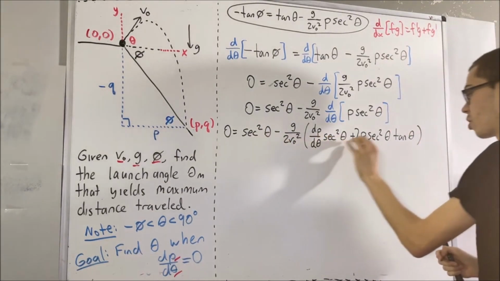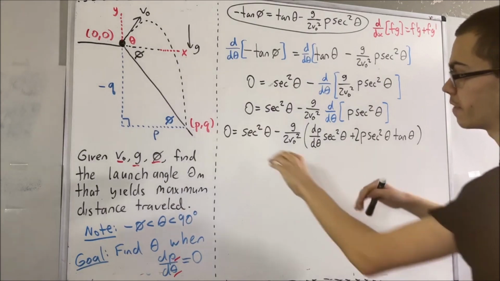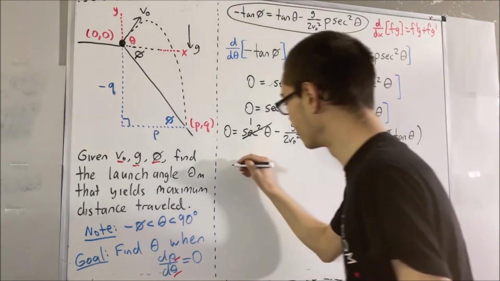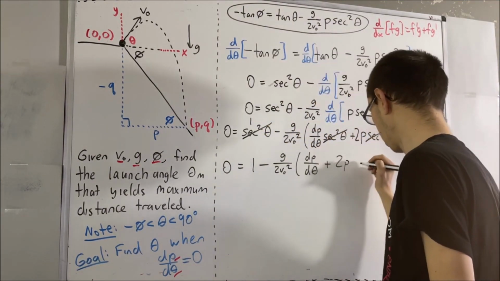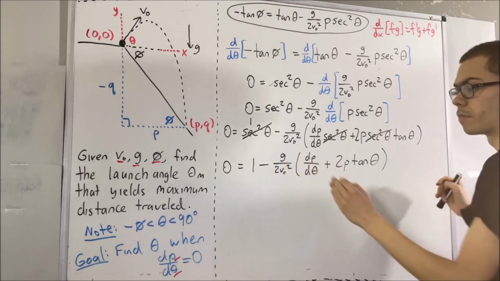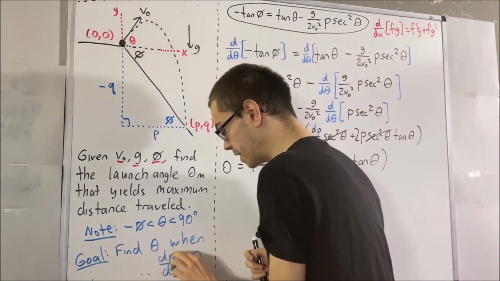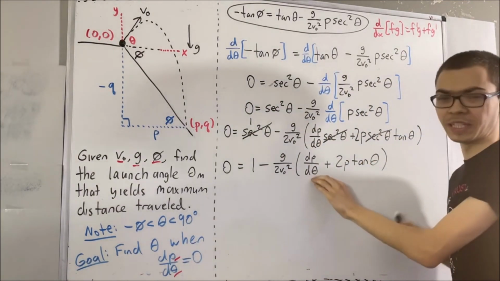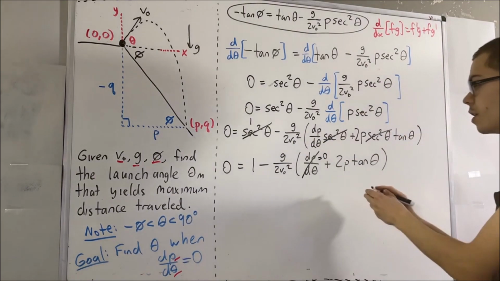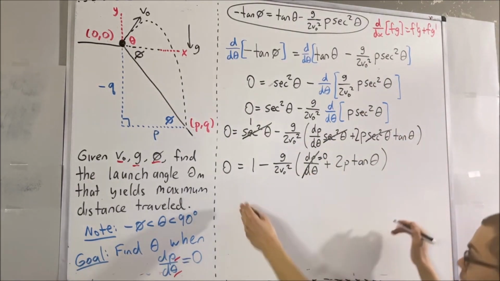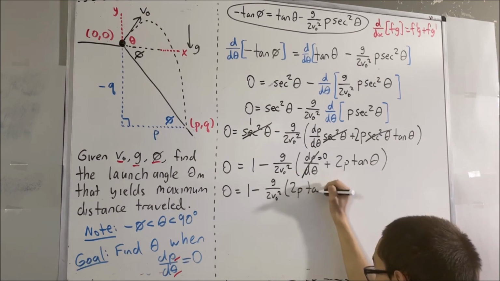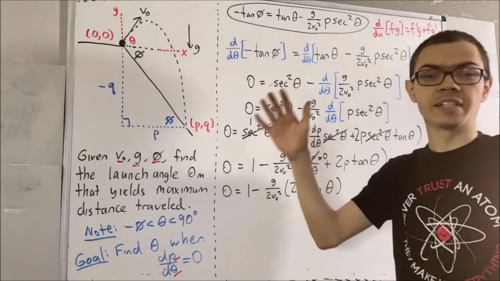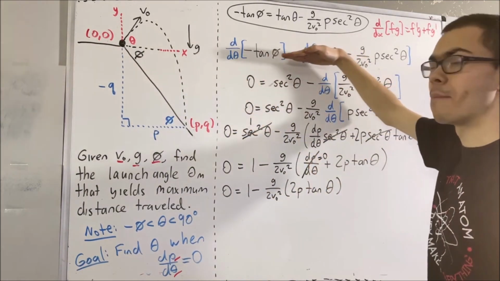Notice, all three terms contain secant squared. So we can divide secant squared theta on both sides to get rid of them. And what we're left with is this. Now, really, our goal is to find theta when dp over d theta equals 0. So now it's a good time that we set dp over d theta equal to 0. And so after setting dp over d theta equal to 0, we have this.